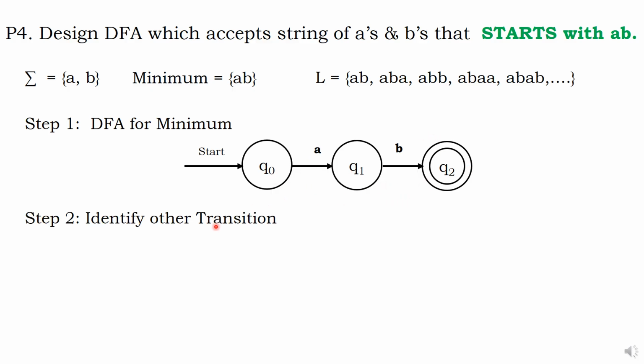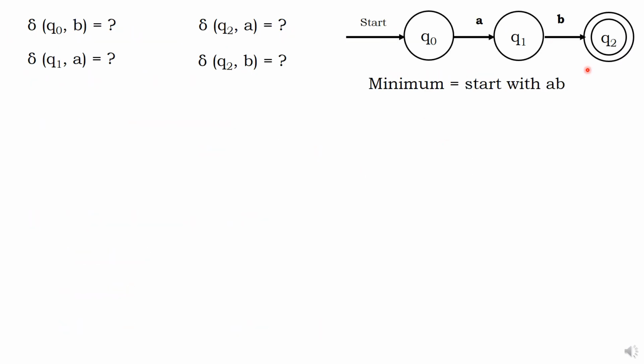Now identify the other transitions. Q0 A is available. What happened to B? Q1 B is available. What happened to A? For Q2, A and B both are not available. So in total 4 transitions I should identify. The same diagram, the same transitions, with a dotted line.